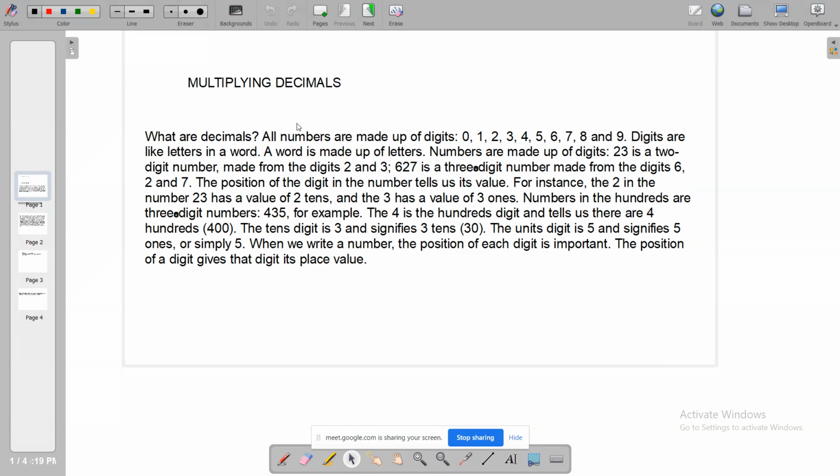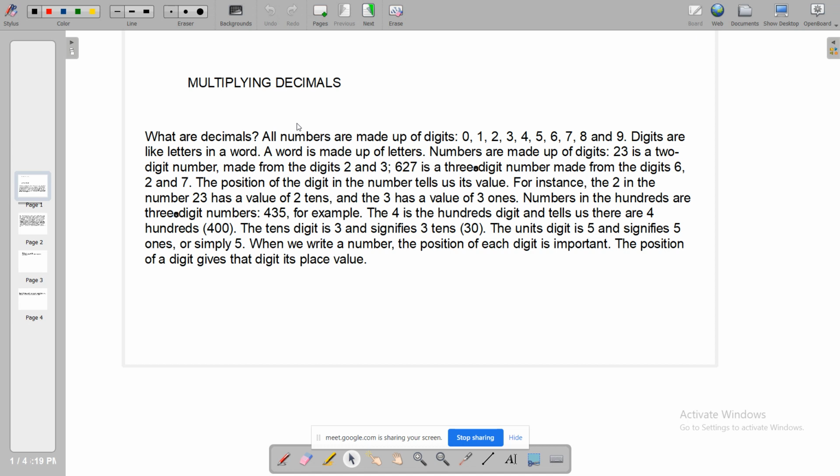Multiplying decimals. What are decimals? All numbers are made up of digits: 0, 1, 2, 3, 4, 5, 6, 7, 8, and 9. These are like letters in a word. The word is made up of letters. Numbers are made up of digits.